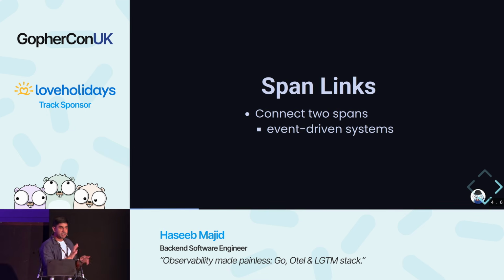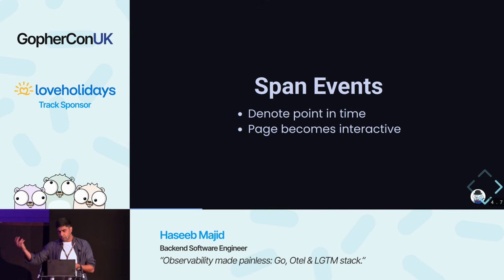I'm going to quickly cover some other concepts that confused me, and hopefully won't catch you out when you get into this world. I was like, what's a span link? Well, it's basically a way to connect two spans which are related but don't have a direct parent-child relationship. Some of us will be using event-driven systems, and it can be particularly useful there because you can't predict when something's going to start consuming, because it's going to happen in its own time. It's asynchronous. Not used very often, but useful to know.